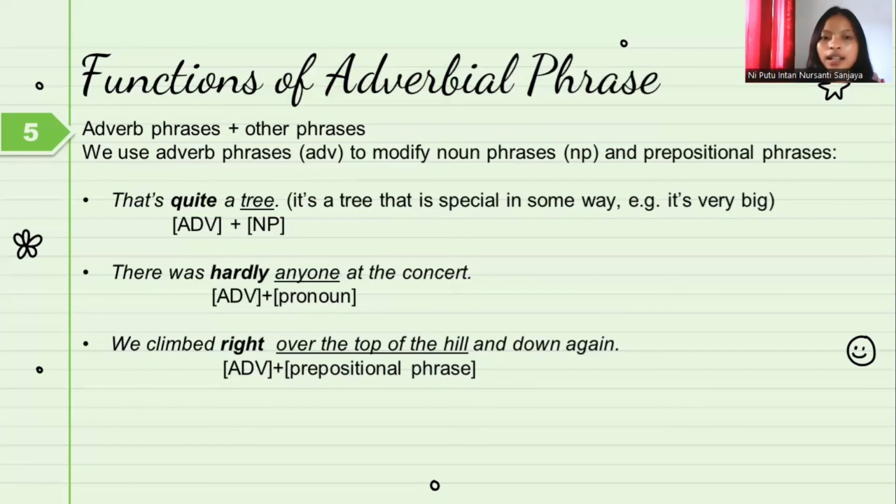And the last example is we climbed right over the top of the hill and down again. What is the adverb phrase in the sentence? Yes, right. And over the top of the hill and down again, it's, yeah, prepositional phrase.